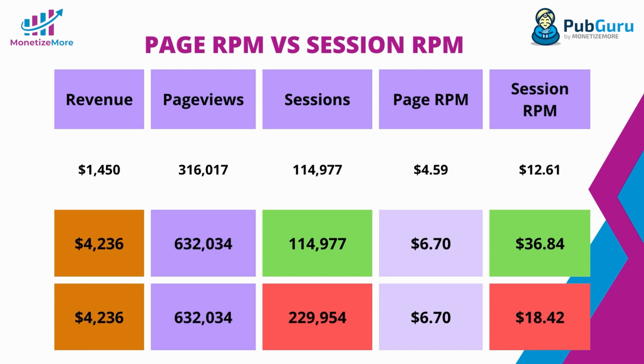Publishers double their revenue because their page views double, but sessions stay the same. The page RPM increased and session RPM dramatically increased. This means that even though the page views doubled and the sessions stayed the same, users are more engaged with the website. Let's look at the other scenario below. We have the same revenue, the same number of page views, but more sessions. If you've noticed, session RPM has dropped. It might mean that the user visits the site but never comes back again.